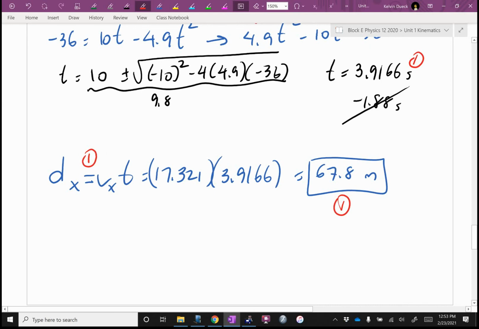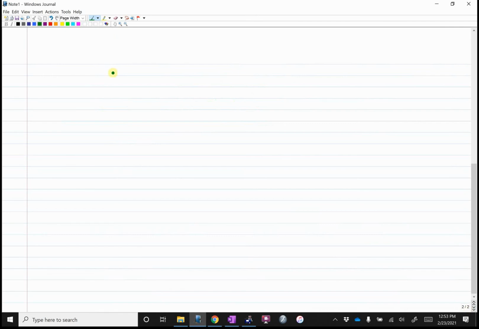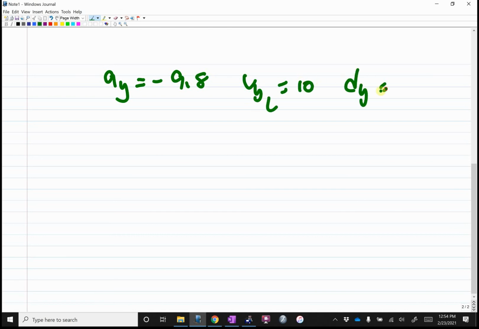Is that all right? Mr. Dueck? Yeah. You had mentioned that there was a workaround where you didn't need to use the quadratic formula. Yep, there is. Don't write this down, or write this down if you're struggling with the quadratic formula. On this line here, when I know AY, VY, and DY, which was negative 36, I can only find time with the quadratic formula, but you know what I could find?